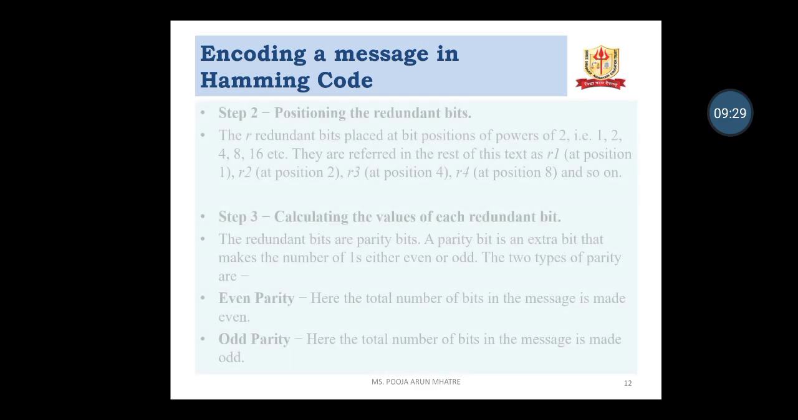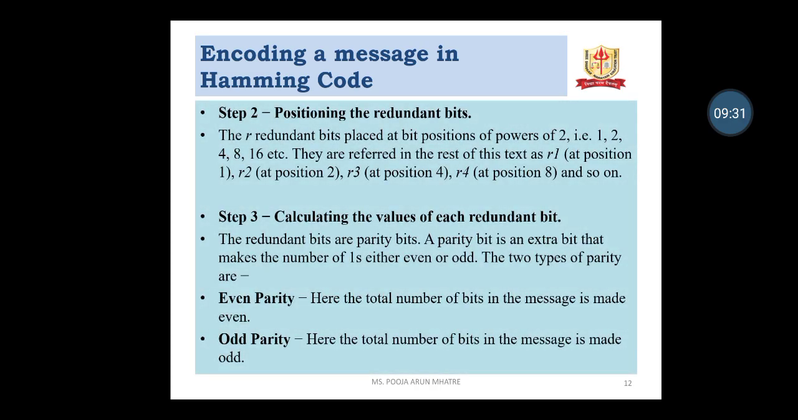The second step is positioning the redundant bits. The R redundant bits are placed at the bit positions that are powers of 2, that is 1, 2, 4, 8, 16, etc. They are referred to in the rest of the text as R1, R2, R3, R4 and so on.